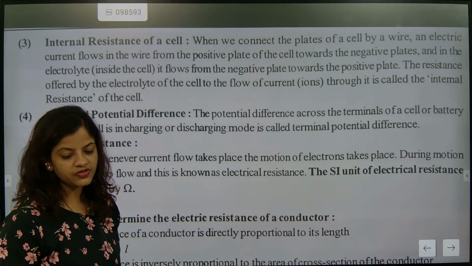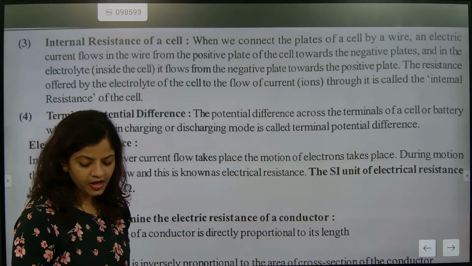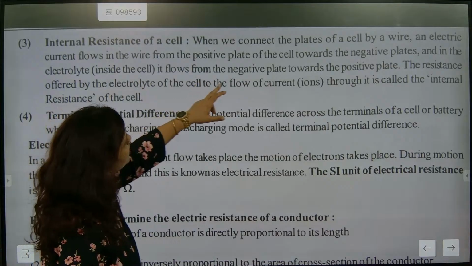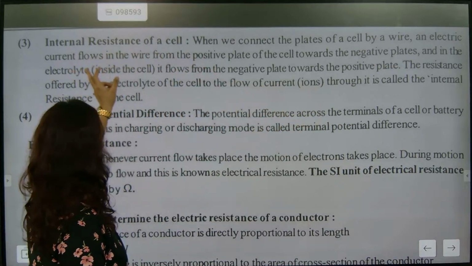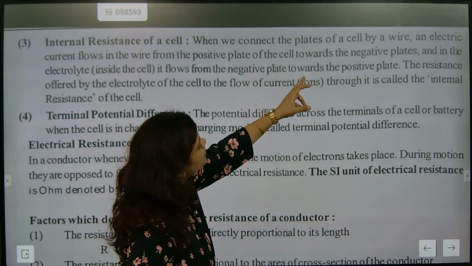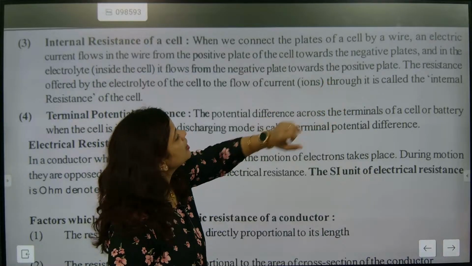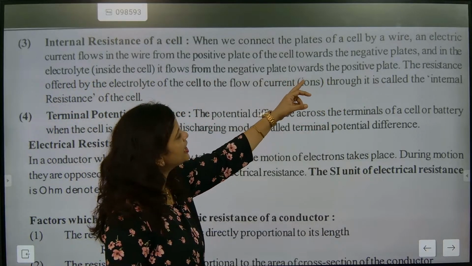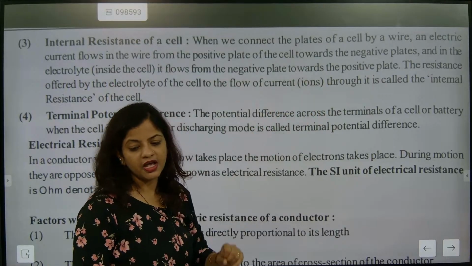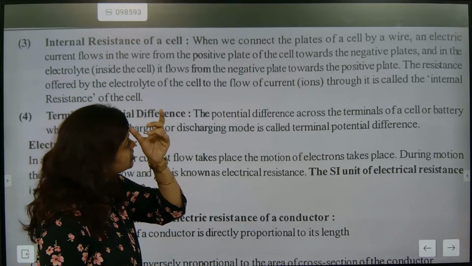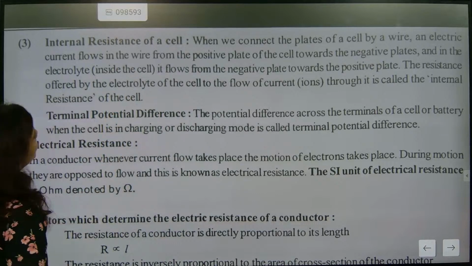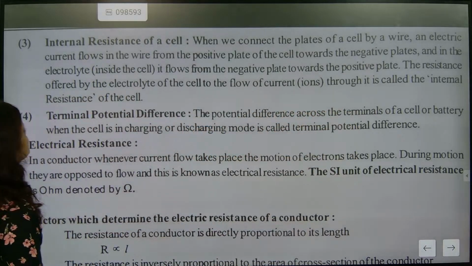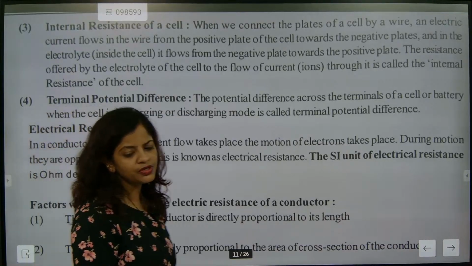So this is something which we have to check about. Okay. So now what we need to understand is that an electric current flows in the wire from the positive plate of the cell towards the negative plate, and in the electrolyte that is inside the cell, it flows from negative plate towards positive plate. I'm going to explain this one. The resistance offered by the electrolyte of the cell to the flow of current is called the internal resistance of the cell. So that's the most important thing.